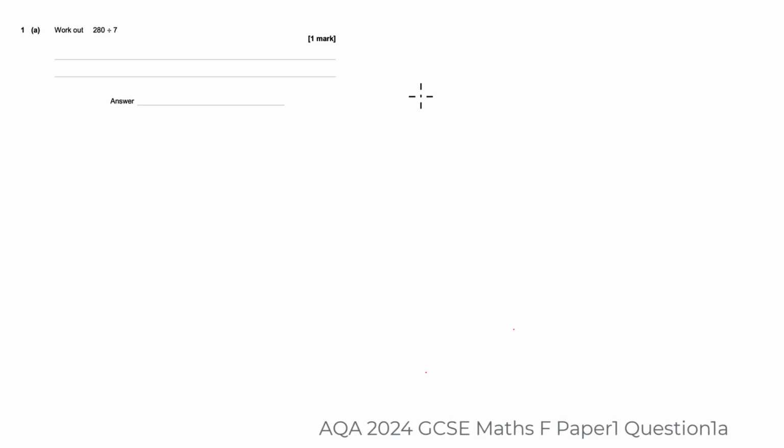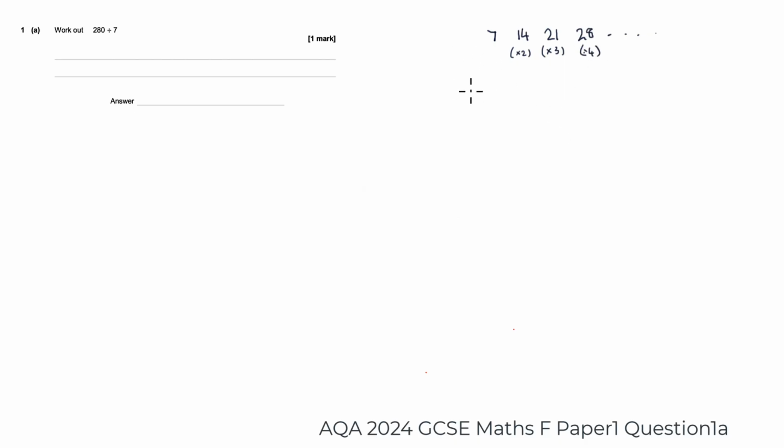Well, here's question 1, and in part A we're asked to work out 280 divided by 7. So we're dividing by 7. Worth remembering that the 7 times table starts off like this. And there's 7 times 2, there's 7 times 3, and there's 7 times 4, which is 28.